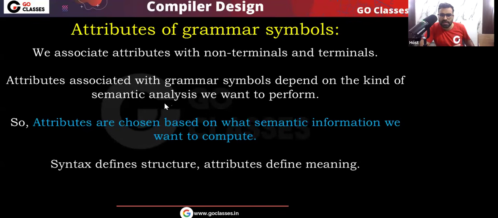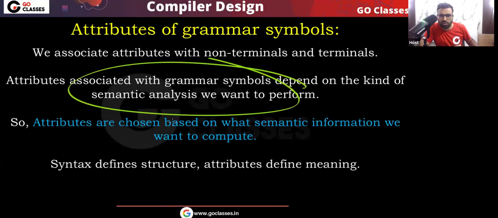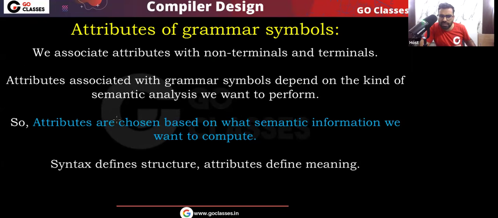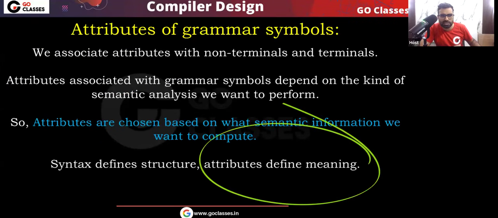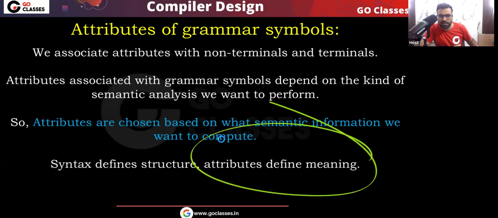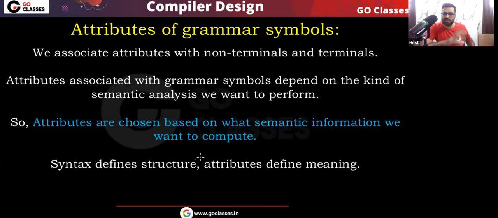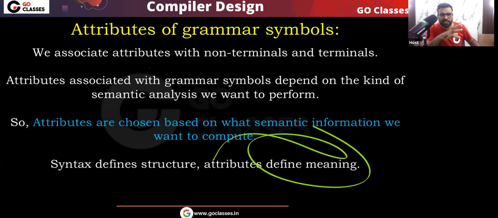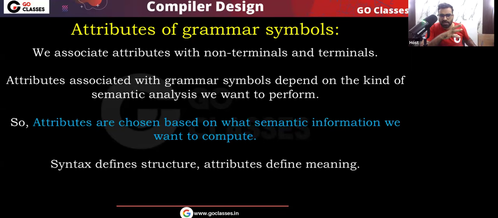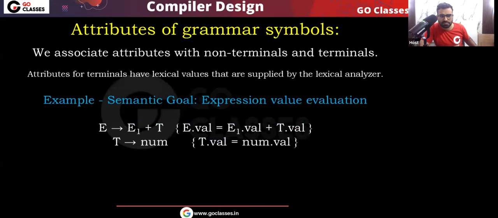So basically, what kind of semantic analysis you want to perform, depending on that, attributes are chosen, and those attributes are associated with the grammar symbols. These attributes, along with the semantic actions, will define the meaning. Very simple. Now let's see some example.